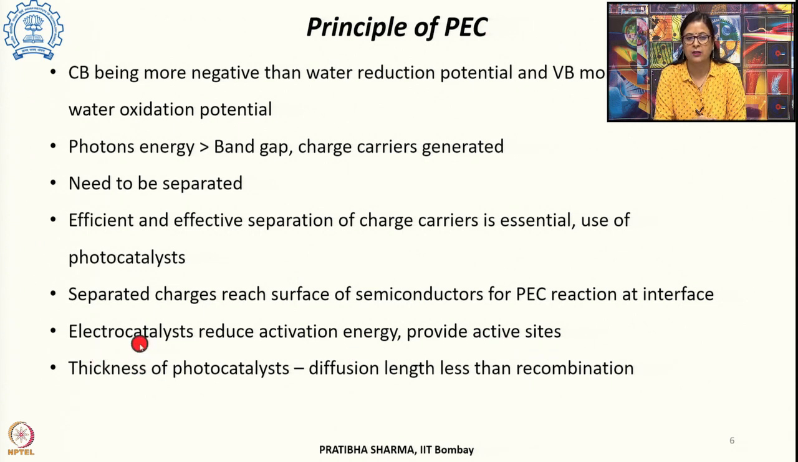At the same time, the thickness of these photocatalysts deposited onto the surfaces is very important. The reason being, if the diffusion length of the charge carriers is smaller than the thickness, or the thickness is higher than the diffusion length, then the charge carriers produced in the process will recombine back. And once they recombine, they give back the energy which the electron has taken in moving from the valence band to the conduction band. So, there will be more recombination if the diffusion length is less.